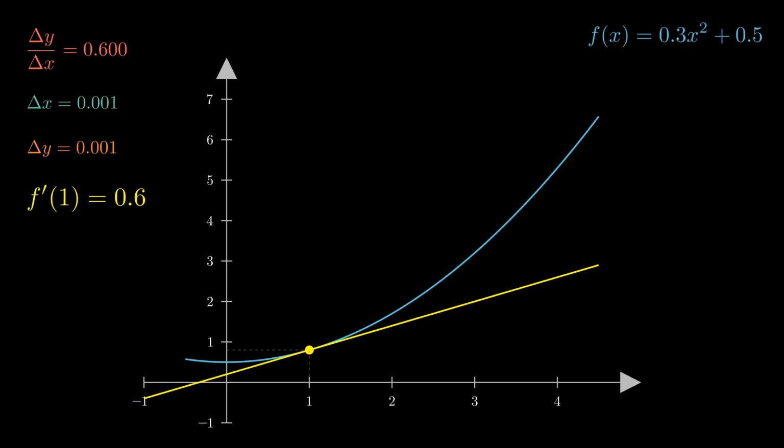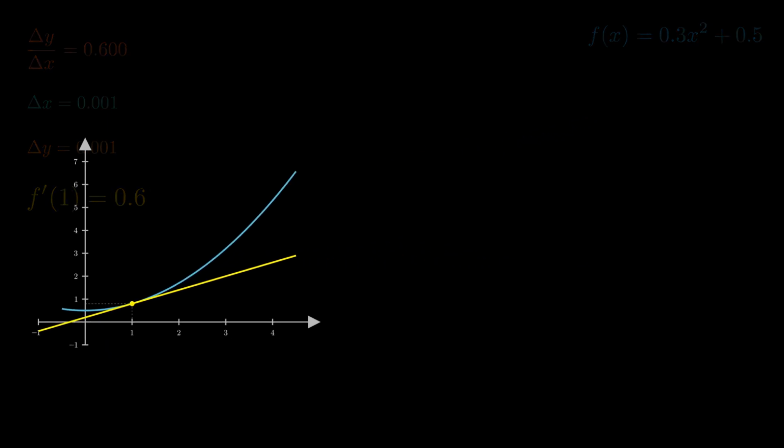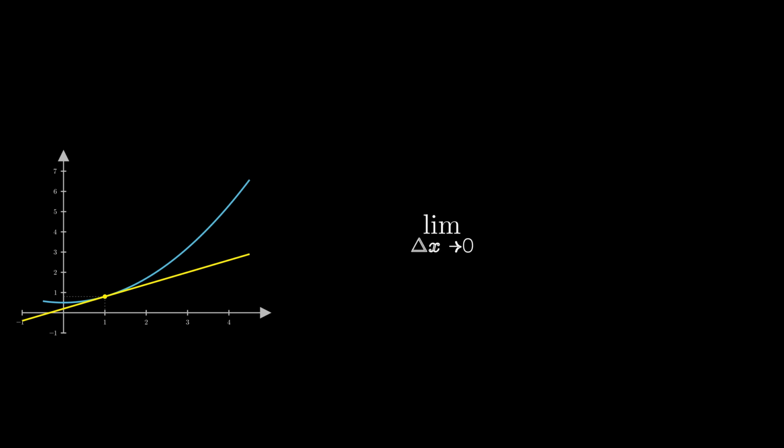The line connecting 2 points turns into a line that touches the curve at a single point. The secant line becomes a tangent line, and the slope is exactly 0.6. This number has a name. It is the derivative of this function at x equals 1.